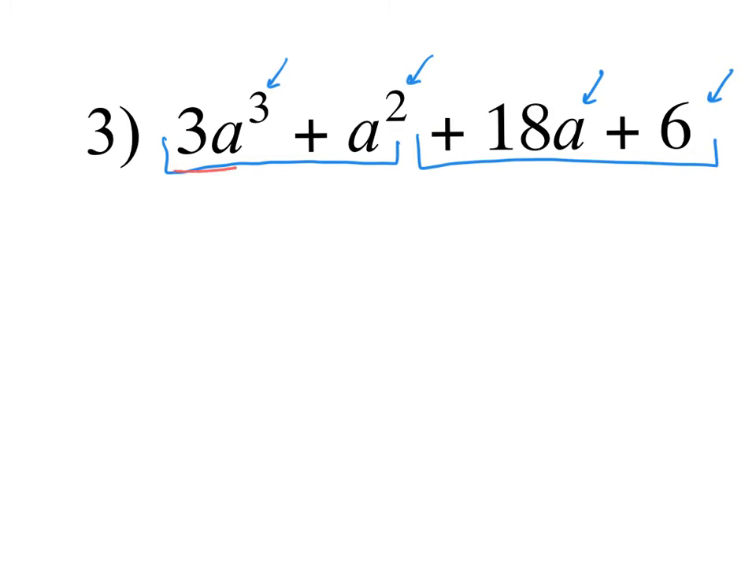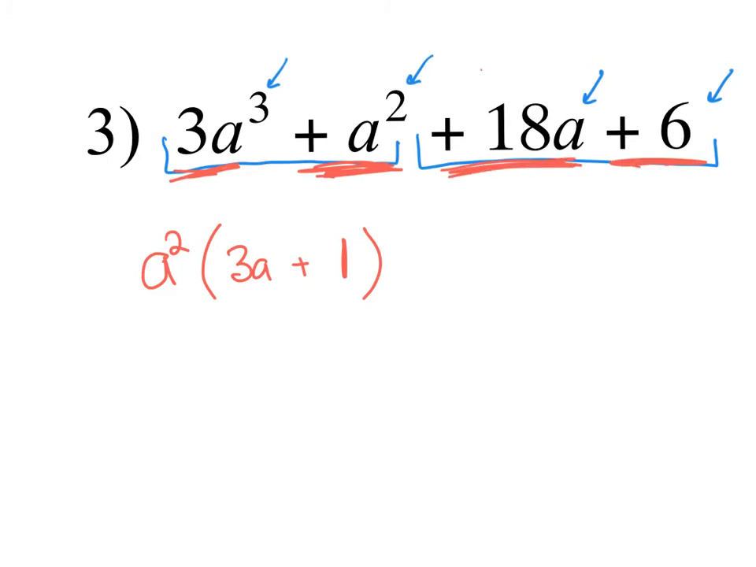Okay. What is common in 3a cubed and a squared? It looks like only an a squared is going to be common. So it's going to leave me with 3a plus 1. Yes, there has to be some. A squared divided by a squared is 1. So that's there. Okay, let's look at the next one.